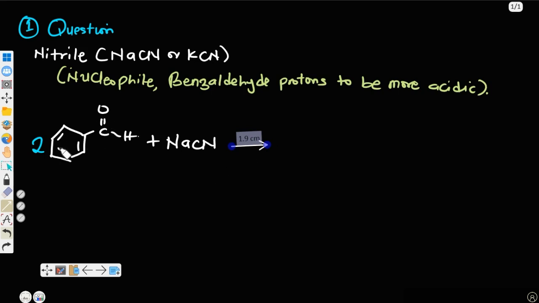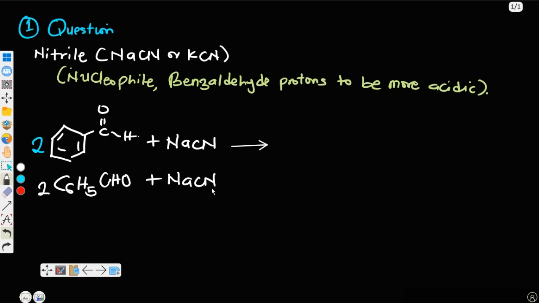Do you know that this benzaldehyde can also be written out? How many carbons do you see here? The benzene ring has 6 carbons, so it's C6H. How many hydrogens? This one has been substituted, so we have 1, 2, 3, 4, 5 hydrogens. C6H5, and then you have CH, which is this CH, and then O. We need 2 molecules of this plus sodium cyanide.